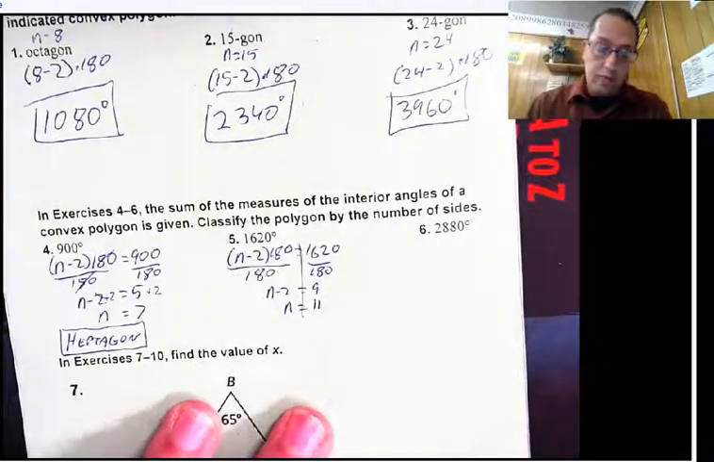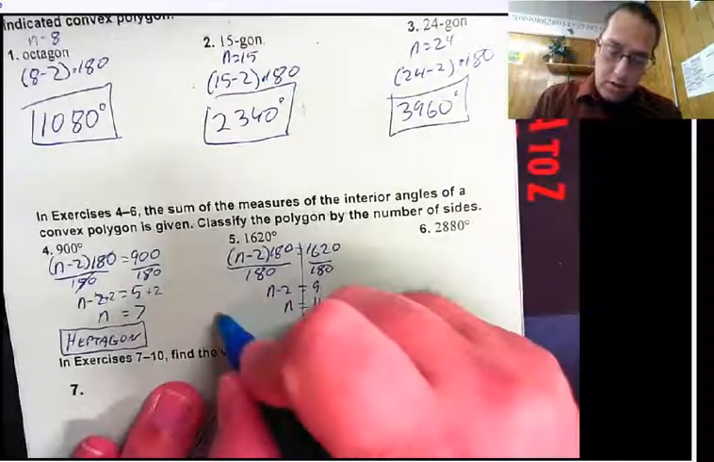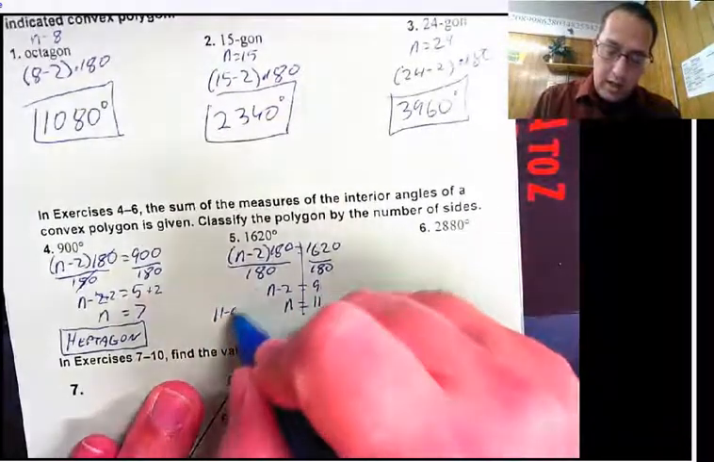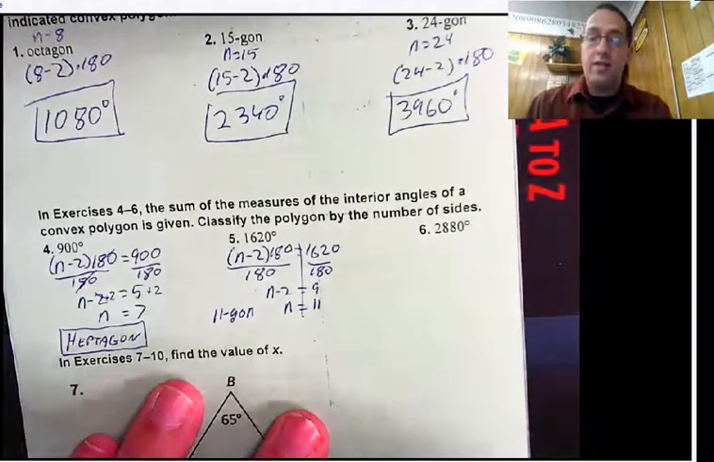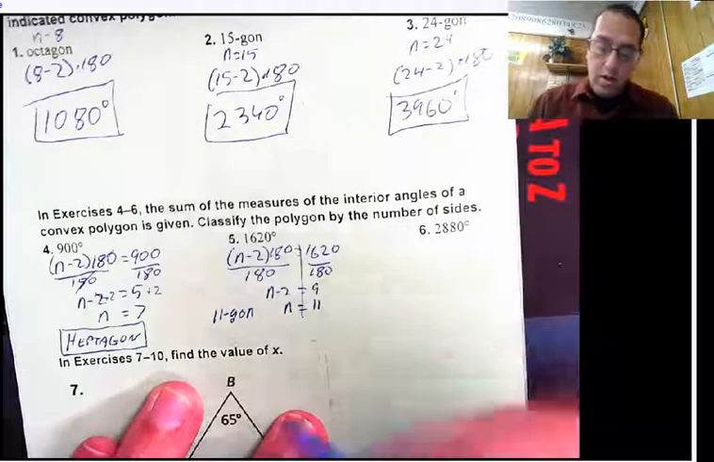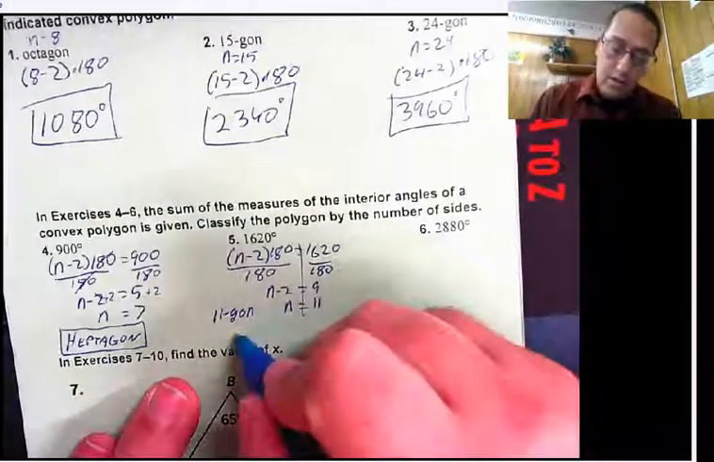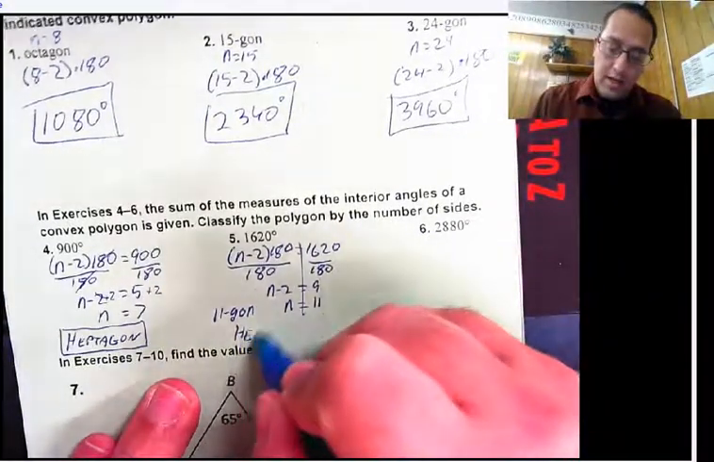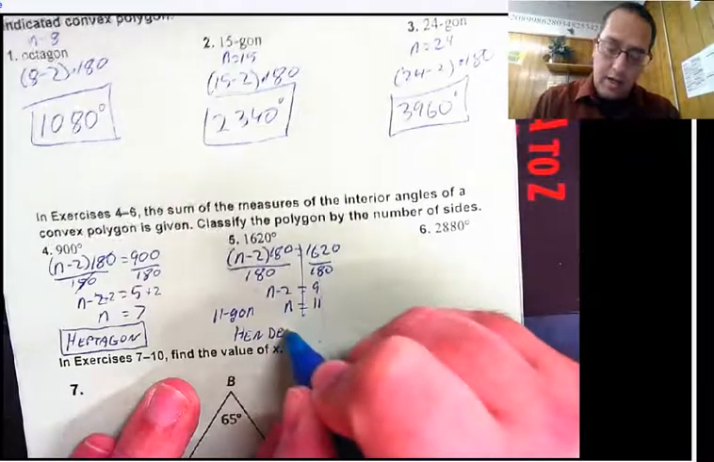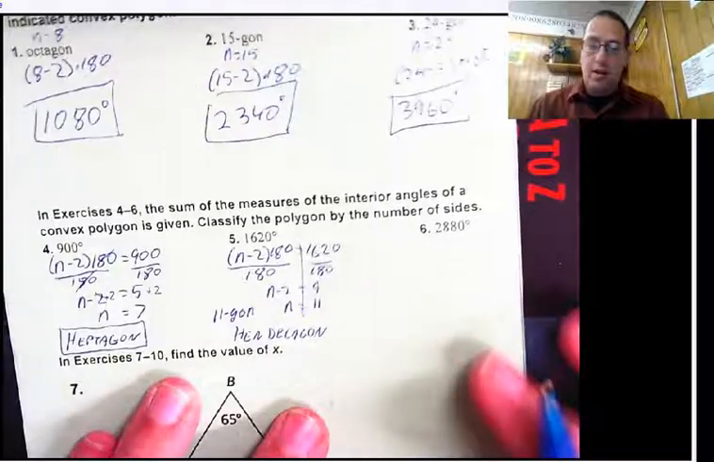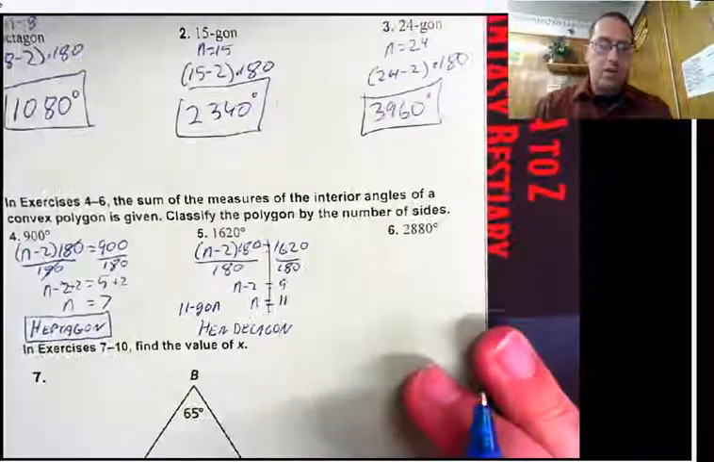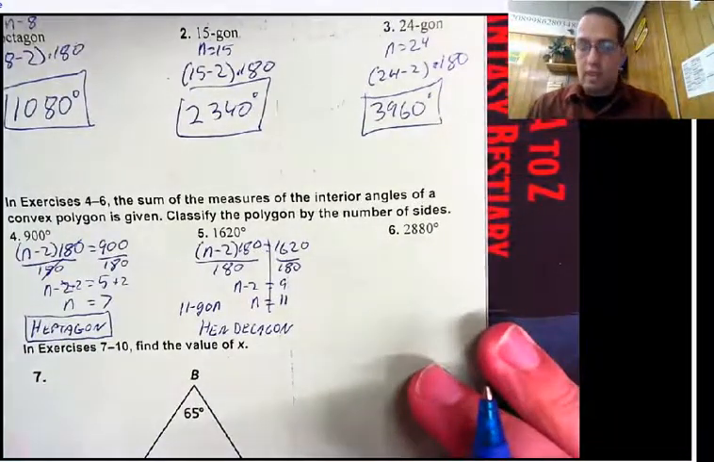So if you want to call it by the number, that's fine. You could call this an 11-gon. Notice this is not an 11-agon. It's 11-gon. Or, if you want to impress your teacher, this is a hendecagon. Most people don't know that, so if you put that on a paper, your teacher will probably be impressed that you know what that is.